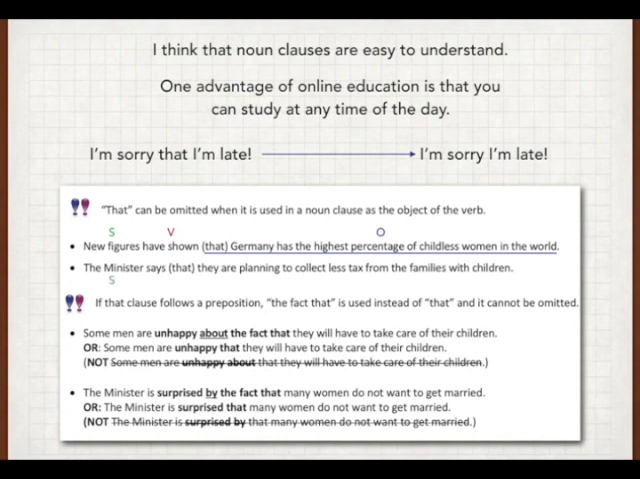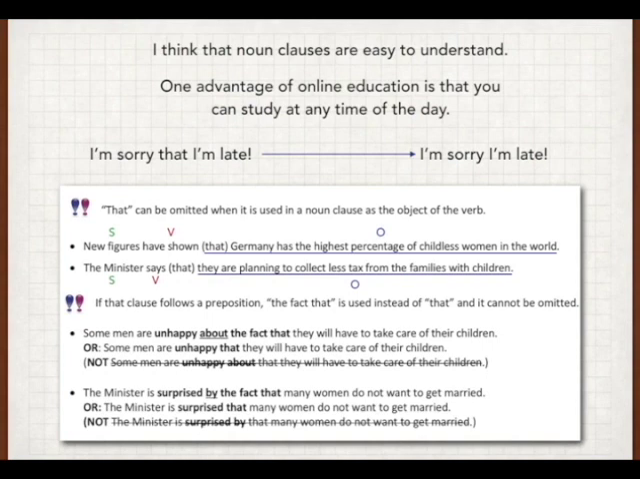Now let's look at the next sentence. The minister is the subject, says is the verb, that they are planning to collect less tax from the families with children. That is the noun clause. Now again, in this case, we can omit that. We can say, the minister says they are planning to collect less tax from the families with children. So please remember, using that is not always necessary.